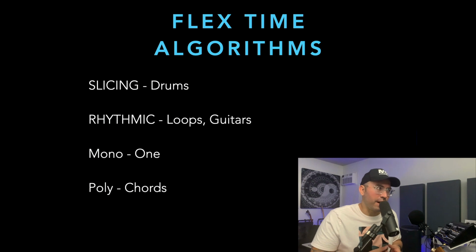I find that rhythmic is best suited for loops and guitars. Anything that is monophonic, meaning one sound, let's think a bass or a monophonic synthesizer, mono seems to hold up pretty well. And then anything that is complex, you might want to use the poly algorithm. This could be chords. If you are sampling other songs, you might want to use the poly algorithm.